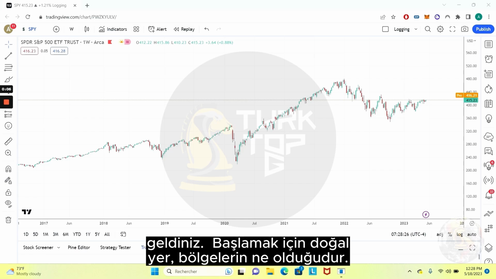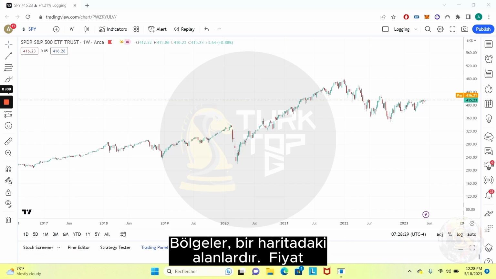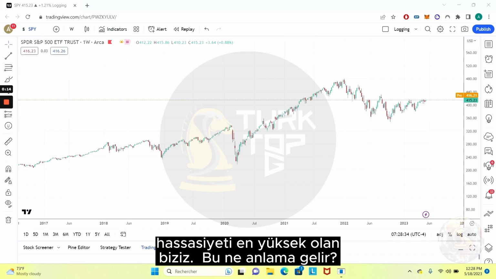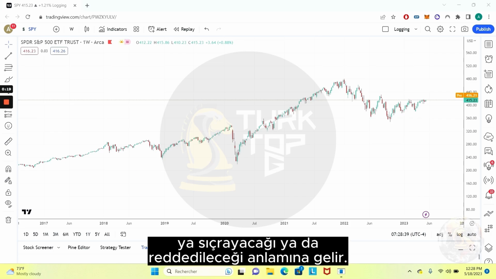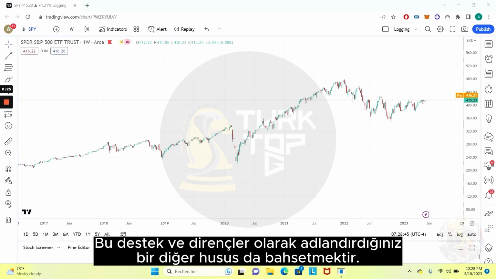The natural place to begin is then, what are zones? Zones are areas on a chart where price has the most sensitivity. What does that mean? It means in those areas, price will either bounce or reject. In traditional technical analysis, you call these supports and resistances.